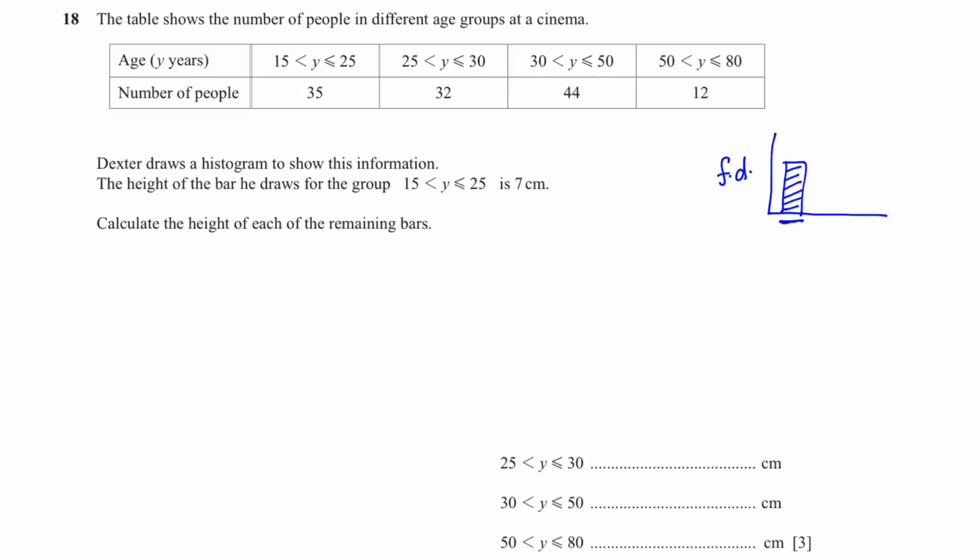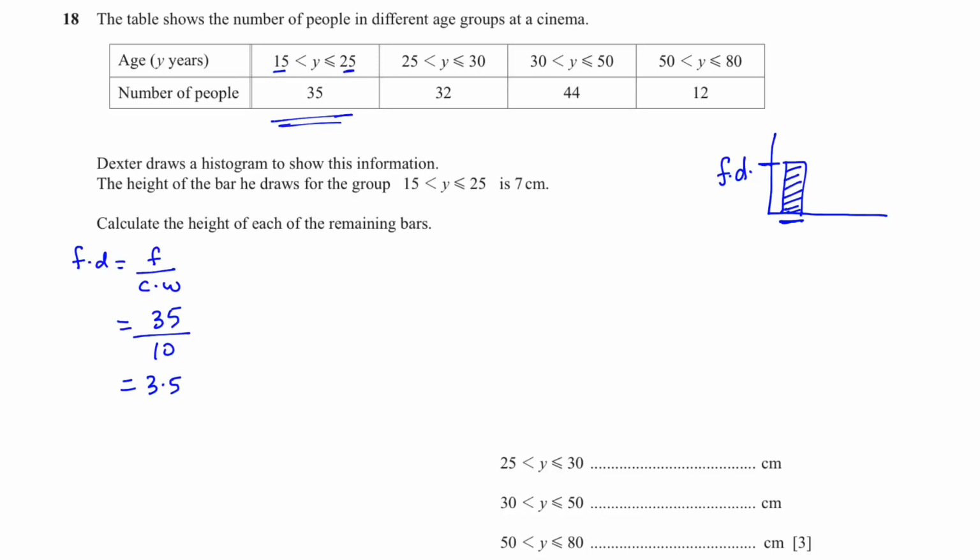The area in the bar is your frequency. So we have been given the frequency and the class width. To find frequency density, the formula is frequency over class width. For this bar, we have been given frequency is 35 and the class width is, how do you know the class width? 25 minus 15, 10. Your frequency density is 3.5.